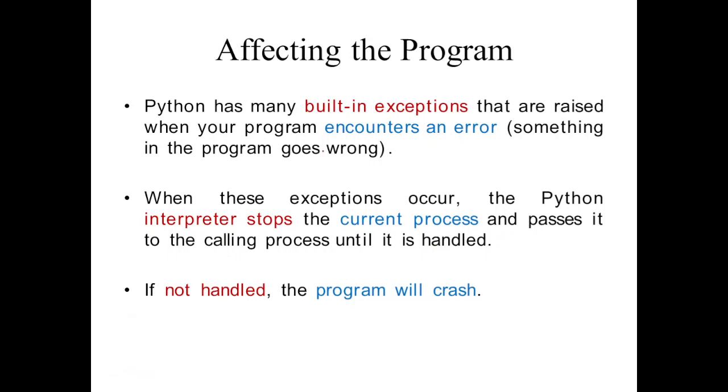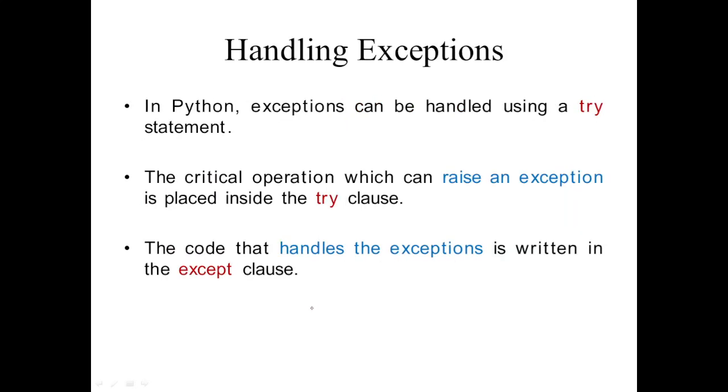So what are the effects of exceptions? Python has many built-in exceptions that are raised and warn us whenever our program encounters an error. When these exceptions occur, the Python interpreter stops the current process and passes it to the next calling process until it is handled. If it is not handled, then the program will crash or terminate. So how do we handle exceptions? We can handle them in such a way that the program does not crash or terminate.